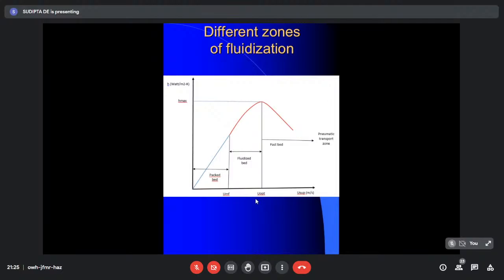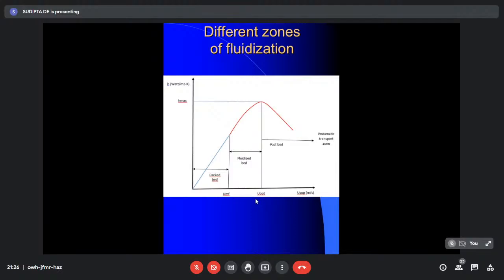And for your understanding, pneumatic transport is any transport process of particles using air flow or gas flow. So this zone is better used for carrying particles using gas flow or air flow. That's called pneumatic transport. So this zone is not suitable for a higher heat transfer coefficient, but more suitable for pneumatic transport.